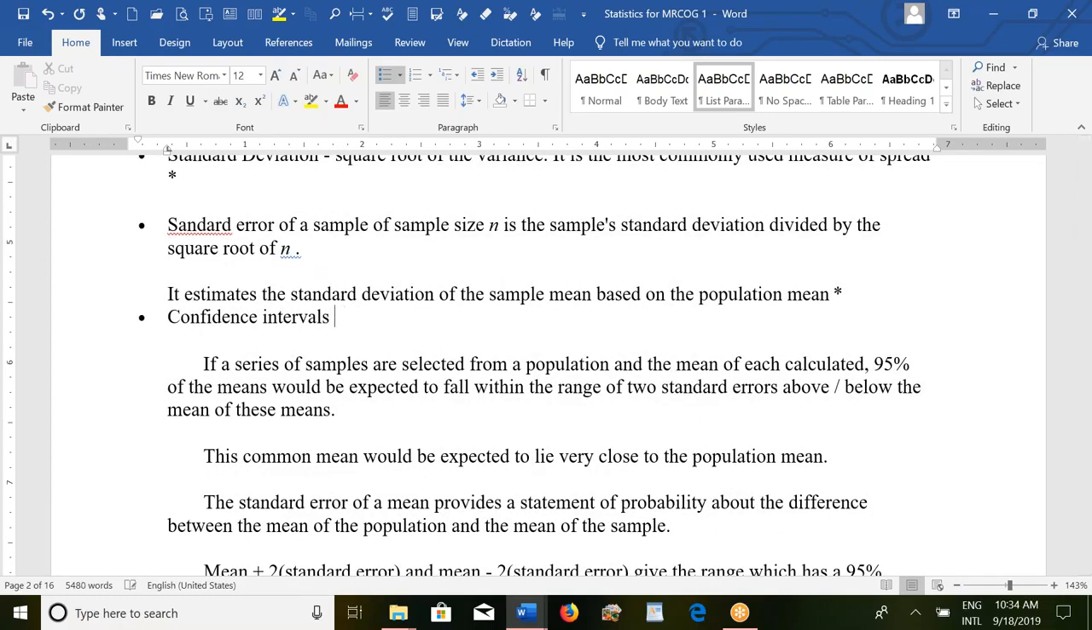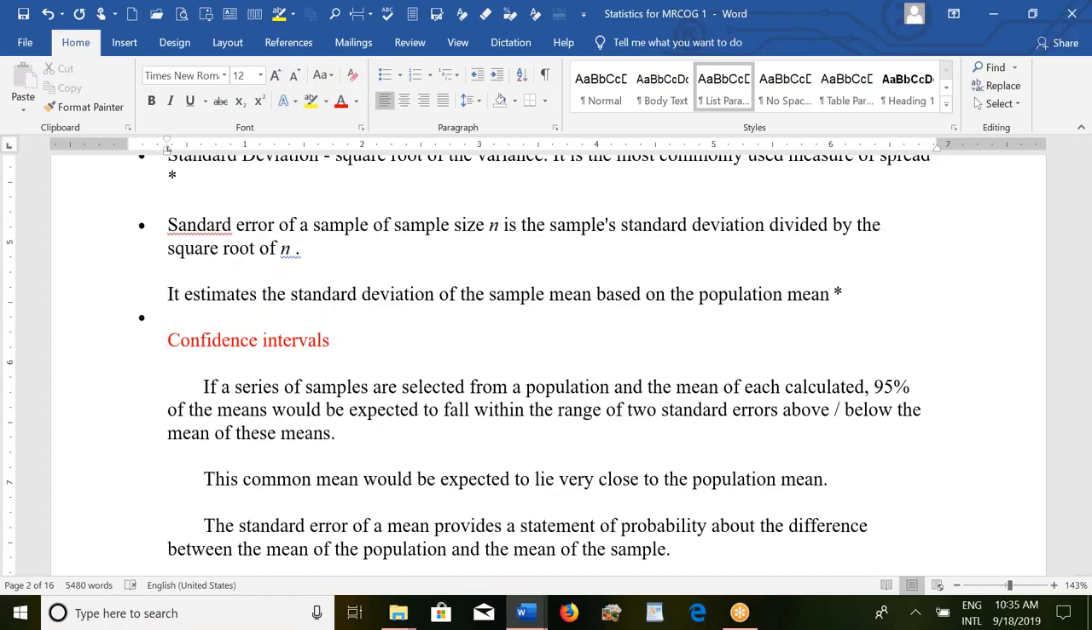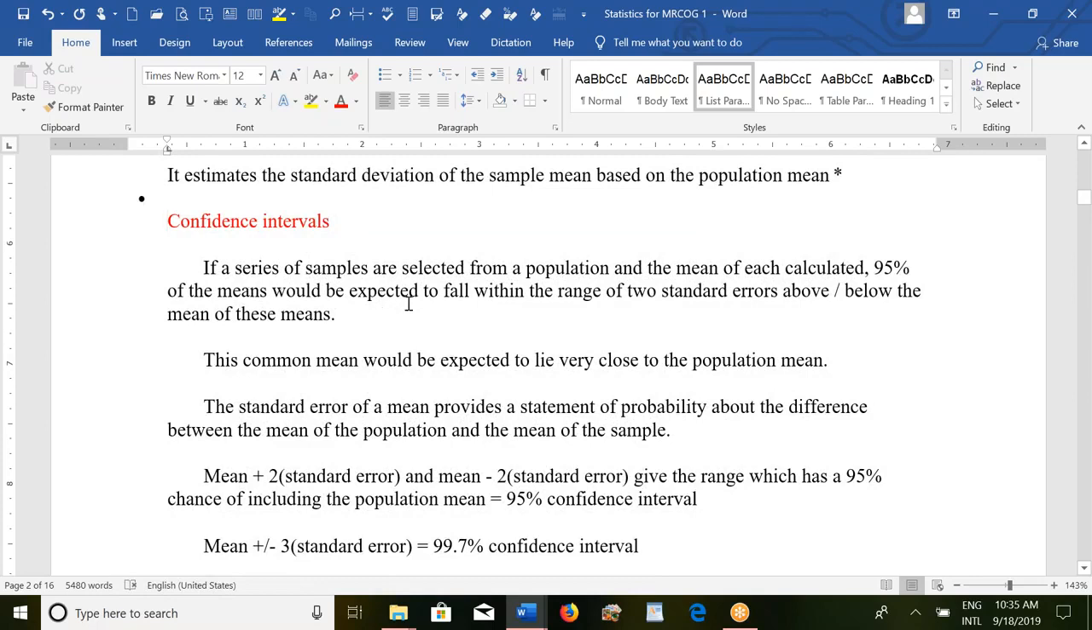Then you will see another value very frequently if they are mentioning it in the studies, in the guidelines. This is the confidence interval. So what is a confidence interval? If a series of samples are selected from a population and then the mean of each is calculated, then 95% of the means would be expected to fall within the range of two standard errors above or below the mean of these means.